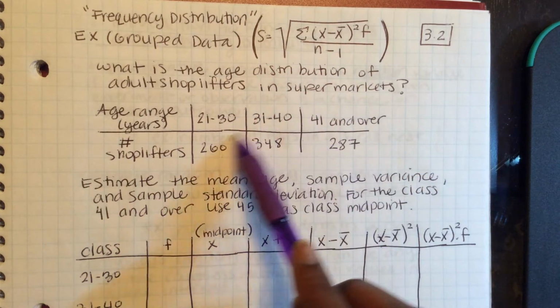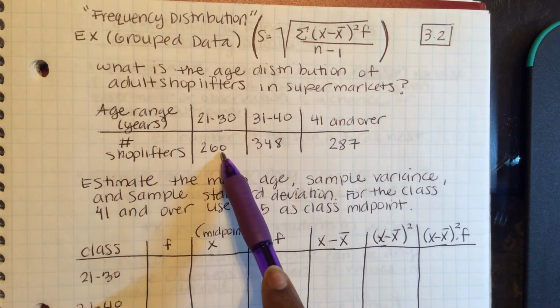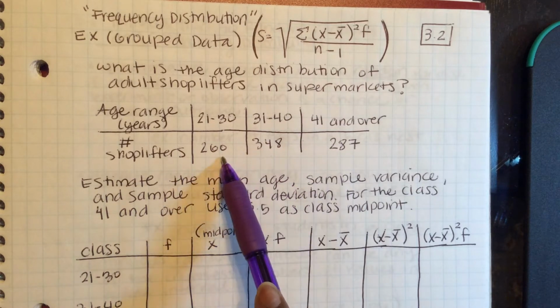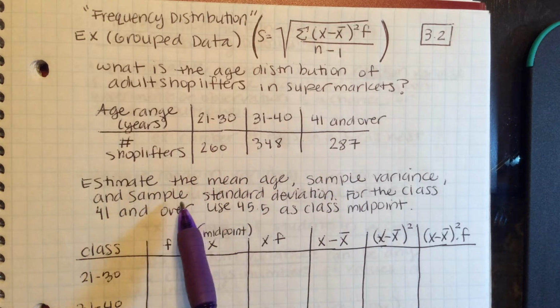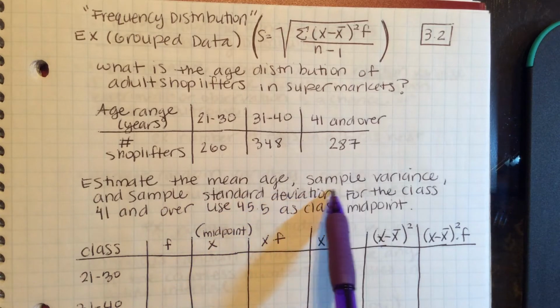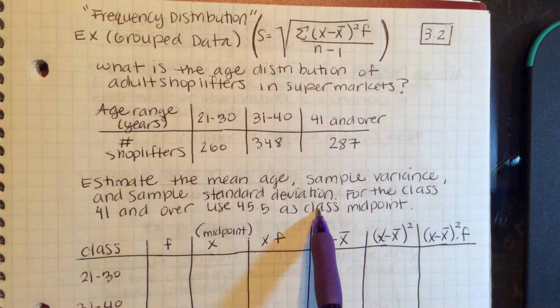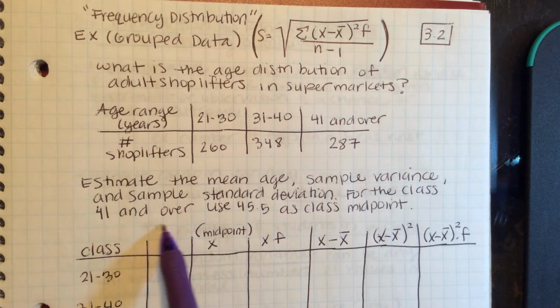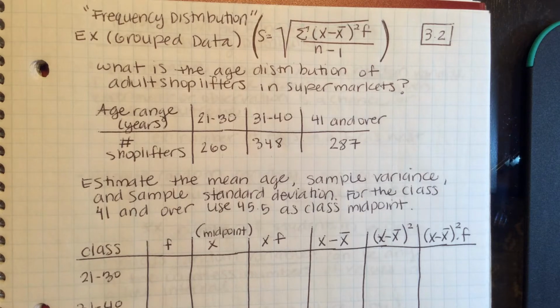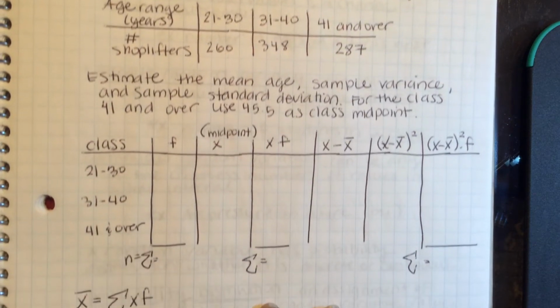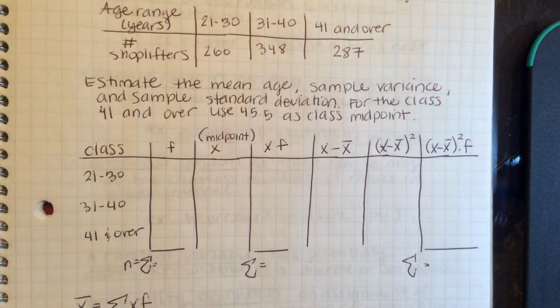So in this chart here, we have the age range in years and the number of shoplifters noticed or recorded. They want us to estimate the mean age, sample variance, and sample standard deviation for the class. And for 41 and over, use 45.5 as the class midpoint. So now instead of having actual x values, we only have frequencies of the number of times something happened within a certain range. So our x values in this problem are actually going to be the midpoints of the table.